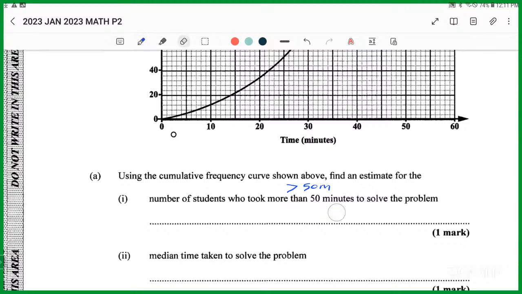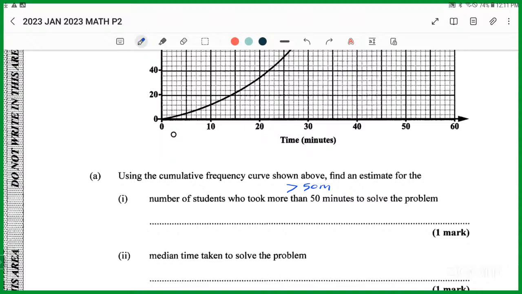So it means that the graph is going to show you how many took less than or equal to 50, and the rest of them took more. Remember, the graph either shows you how many took less than or less than or equal to. Since this question asks how many took more, which means greater than, the graph is going to tell me how many took less than or equal to. The rest of them took more.